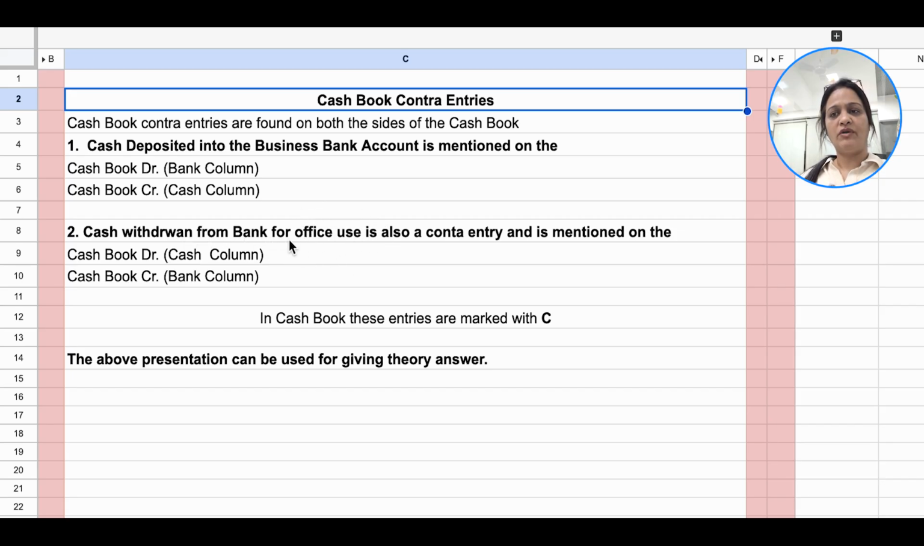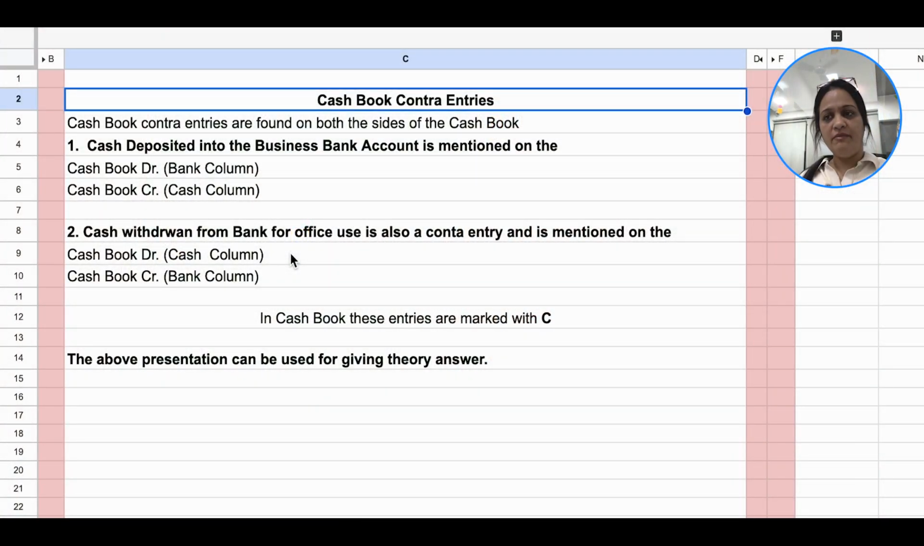Second contra entry is cash withdrawn from bank for office use. Most important word. Cash withdrawn from bank for office use is also a contra entry and is mentioned on the cash book debit side, that is the cash column, and cash book credit side, that is the bank column. Most of the children write cash withdrawn from the bank and they forget to use the words for office use, or they end up writing for personal use. Both are no, you must write cash withdrawn from bank for office use. This is a very important word.